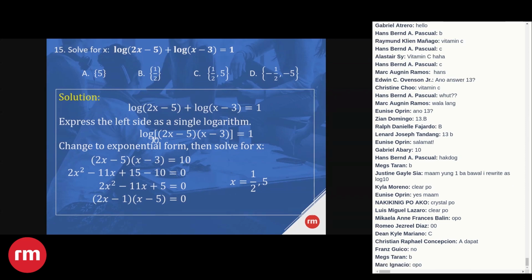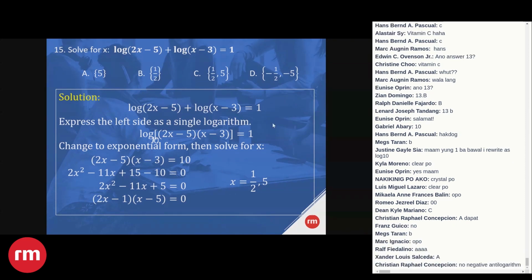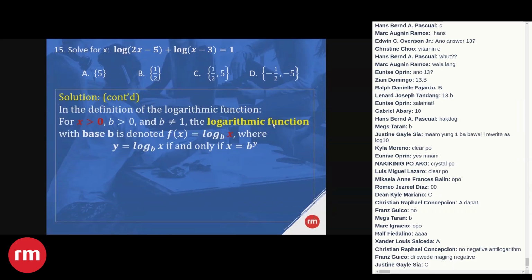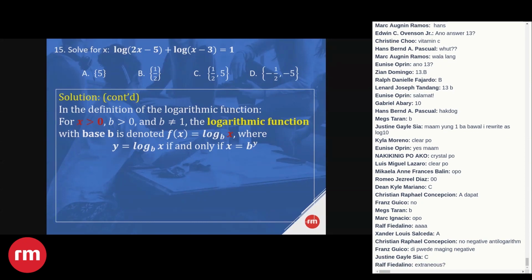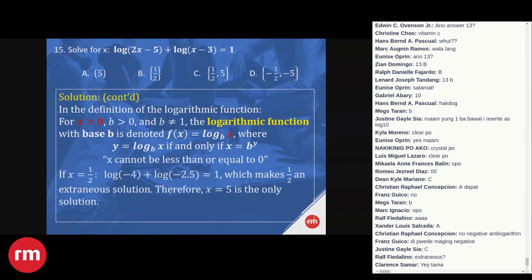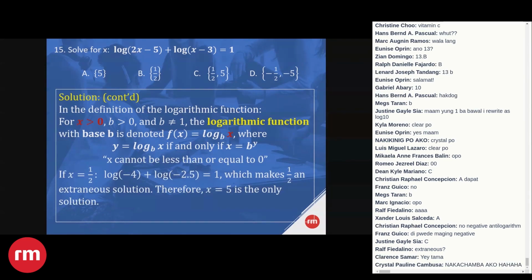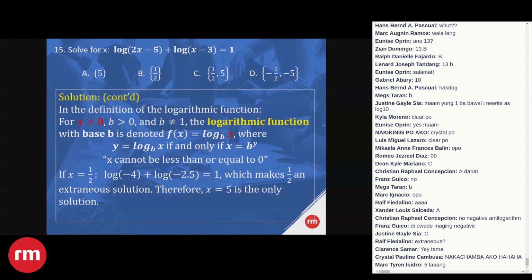A dapat kasi let's recall na kapag logarithmic expressions, dapat yung value ng x ay laging positive. Hindi yung value ng x na nakuha natin ha. Yung argument dapat lagi ay positive. Magiging undefined yung logarithm kapag yung kinukuhanan mo ng logarithm ay negative. Unfortunately, kapag si x ay 1/2, ang 2x minus 5 ay magiging negative 4. Hindi pwede yun kasi ang logarithm ng negative 4 ay undefined kasi dapat ang kinukuhanan mo ng logarithm ay positive lang. Kaya ang sagot dito, hindi kasama si 1/2, ang sagot lang ay 5. That's why it's correct. It should be letter A.